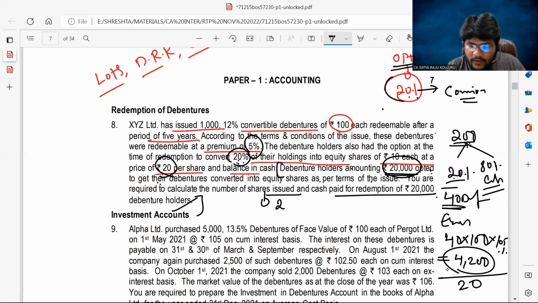Number of equity shares is 210. What about cash? 200 into 80% means 160 debentures. For 160 debentures, cash means 160 into 100 into 105%. How much is it?